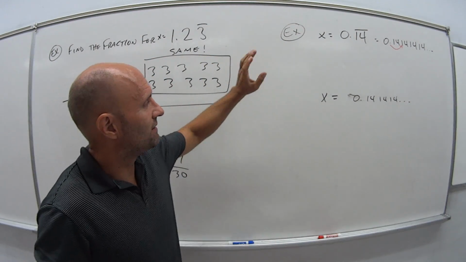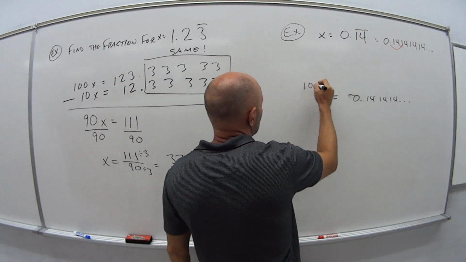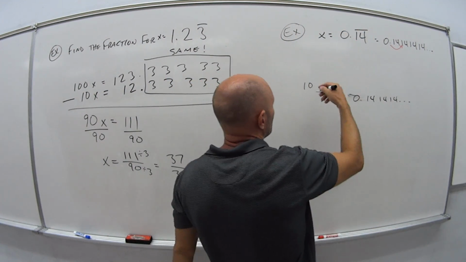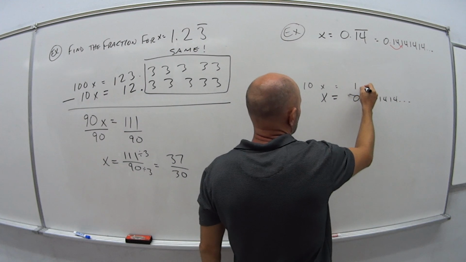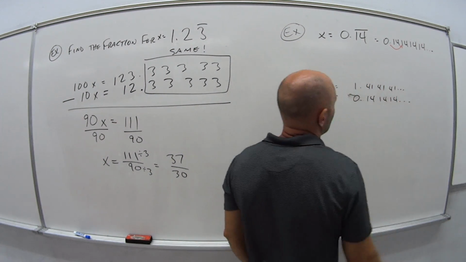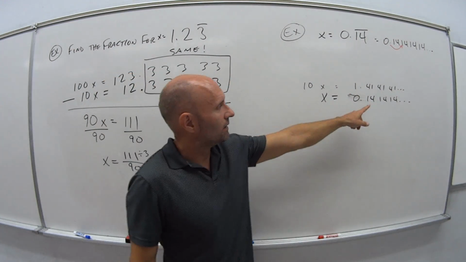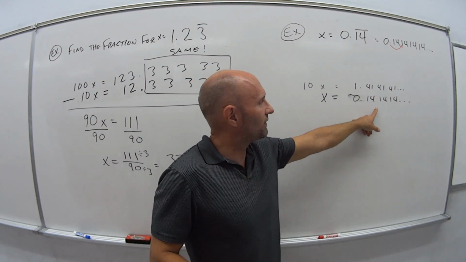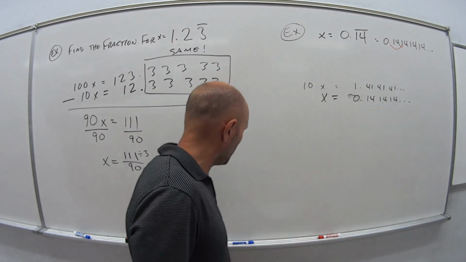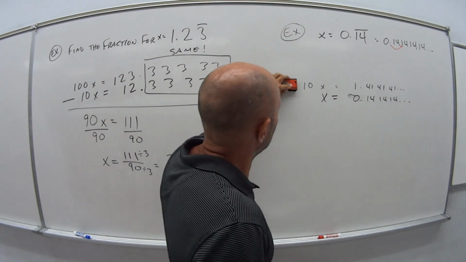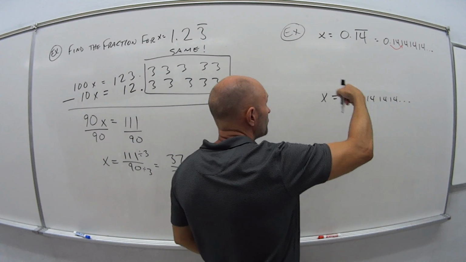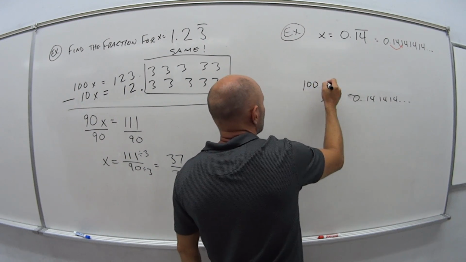So if I just said 10x, let's try it to see what happens. 10x is equal to what? Well, it moves the decimal 1 place, so I get 1.414141, and that's not the same. These on the right side have to be the same. It has to be 141414, 141414. So I can't use 10 in this case. I actually have to multiply it by 100 because I need to move it 2 spaces.